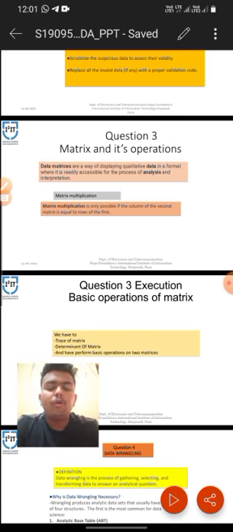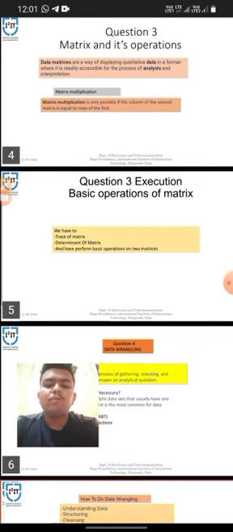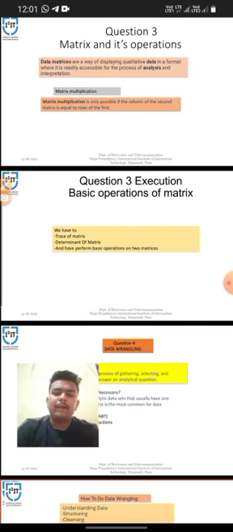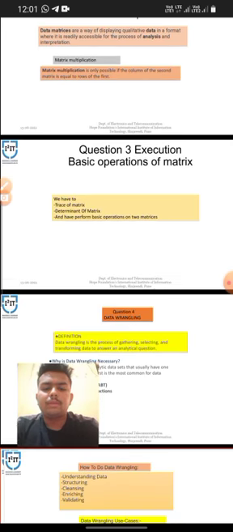Now we will see matrix multiplication. Multiplication is possible only when the number of columns of the first matrix is equal to the number of rows of the second. Now in this we have to see trace of matrix, determinant of matrix, and we have to see and perform basic operations on matrices.